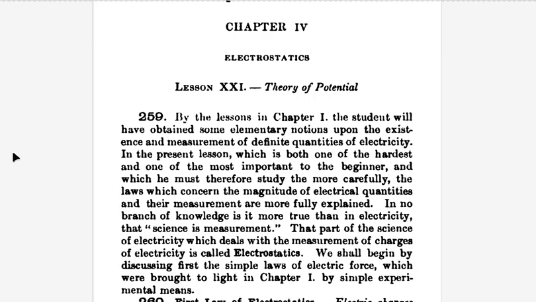Chapter 4. Electrostatics. Lesson 21. Theory of Potential. 259. By the lessons in Chapter 1, the student will have obtained some elementary notions upon the existence and measurement of definite quantities of electricity. In the present lesson, which is both one of the hardest and one of the most important to the beginner, and which he must therefore study the more carefully, the laws which concern the magnitude of electrical quantities and their measurement are more fully explained.